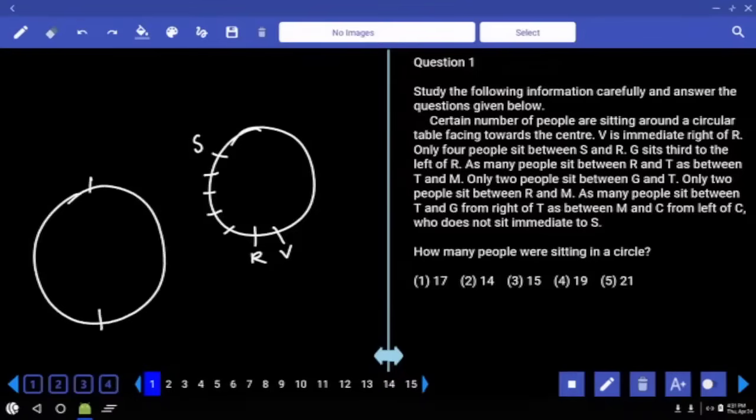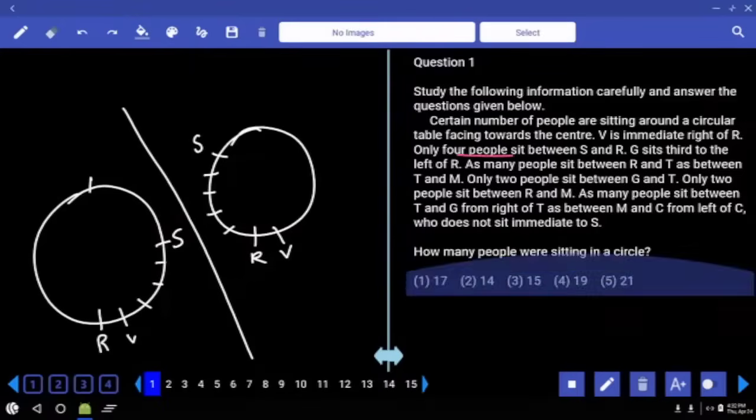Now 4 in between S and R. Now here again, R is here. And V is to the immediate right of R, so V is here. And there are 4 in between R and S. S and R, 1, 2, 3, 4. Then S will be here. Now in the first case we have taken S to the left of R. Second case, right of R.